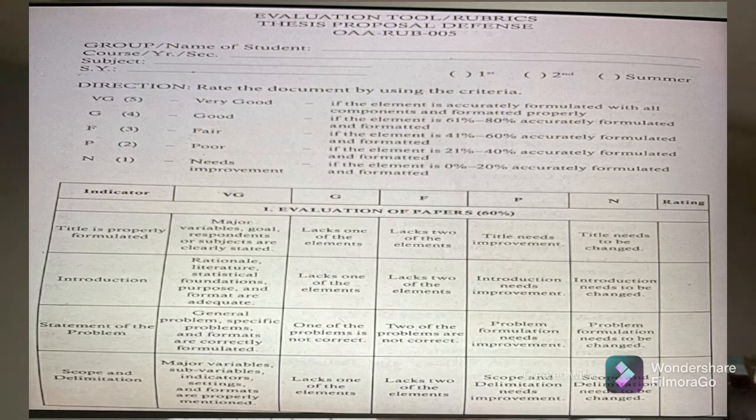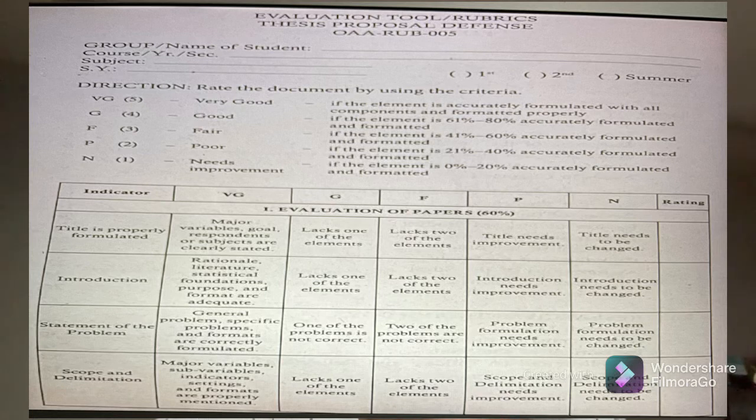Okay, so you will find the group name in here. This is an example of a formal rubric. Course name, student, then the course year, subject, and so on. Then direction: rate the document by using the criteria. So very good, good, fair. So the numerical value, and then you have your definition. Okay, so here now are our indicators.